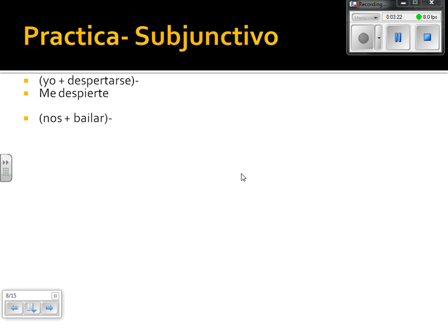Next, let's try nosotros and bailar. So applying the same technique, take the present nosotros form of bailar, which is bailamos, then swap the ending on bailamos, so your new answer is bailemos. And here are the others.